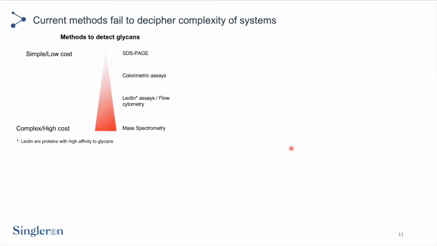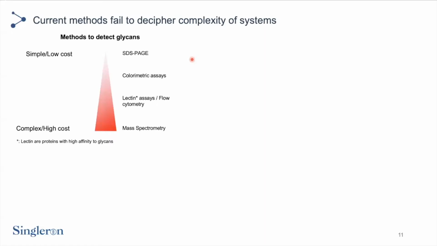So there are several methods you can use to detect glycans. Here I just illustrated from simple and low cost to complex and high cost. The most basic approach to detect glycosylation would be running an SDS-PAGE. These glycans, or these sugar moieties, have a certain mass, and when proteins are glycosylated, they will increase their mass, so that when you run it on the gel, you will see different bands. So this is one indication that you can see and detect glycans. There are colorimetric assays, which basically change colors in the presence or absence of the glycans. There are lectin assays, and flow cytometry is also heavily used.